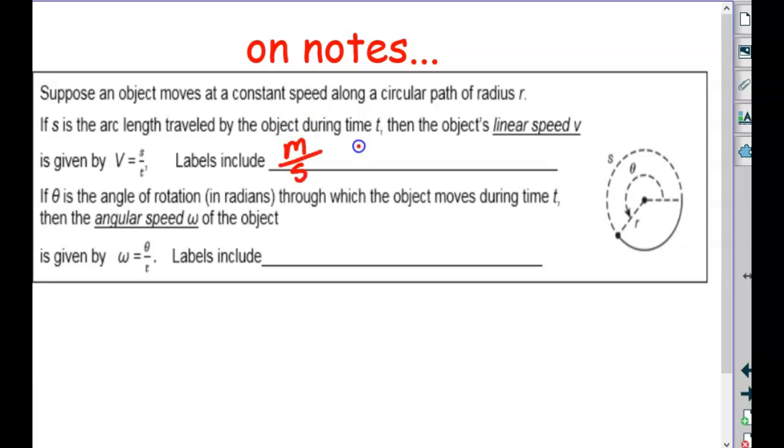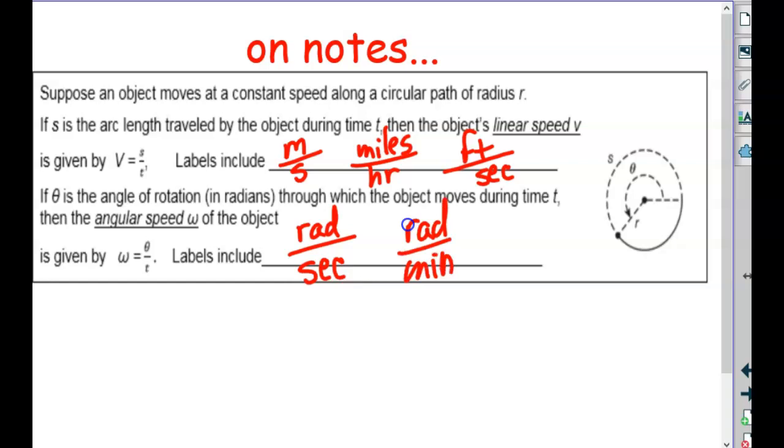Meters per second, miles per hour, feet per second, okay? Anytime you have a distance divided by time, you have a linear speed. Okay, everybody get it? Anytime you have a distance over time, it's a linear speed. If the angle of rotation is measured in radians, then the angular speed would be radians per time. So radians per second, radians per minute, etc. It's got to be in radians.